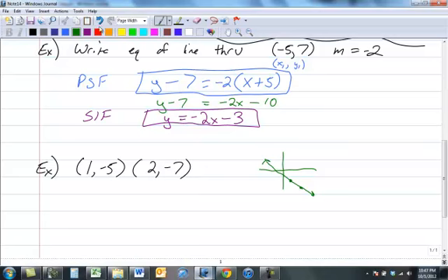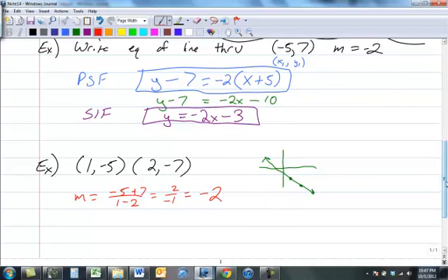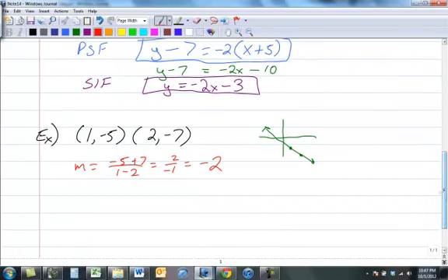So, no matter what, the first thing we need is slope. So let's start with slope. Slope here is going to be negative 5 plus 7 over 1 minus 2, which is 2 divided by negative 1. Our slope is negative 2, just like we said, it's negative, yeah? All right, so that brings us to point-slope form. Now, I got a slope, but which point do I have to use?